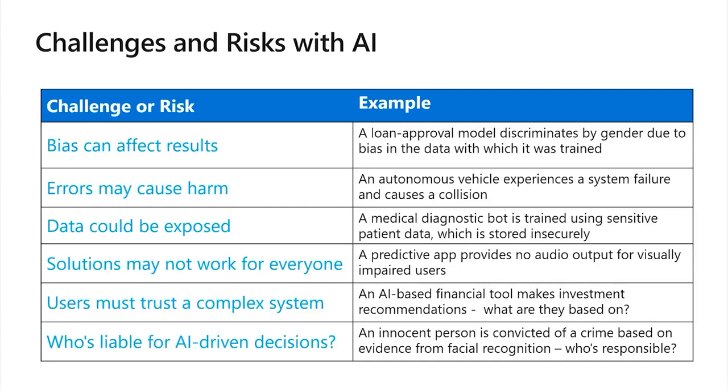And the last one, who is liable for AI-driven decisions? If there's an innocent person convicted of a crime based on evidence from facial recognition, who's responsible? Because again, an algorithm is not perfect. It makes mistakes. Maybe it's 90% accurate. Is that enough? Or is it not enough? Who makes those decisions? Really some challenges and risks around AI. And with your peers, have a discussion around these topics. What are your opinions, and how do you think you should tackle these challenges?